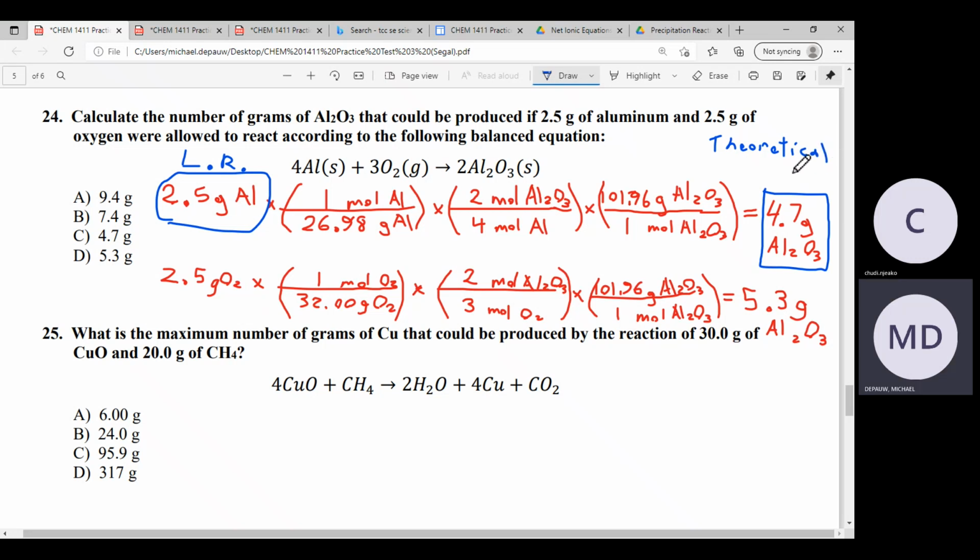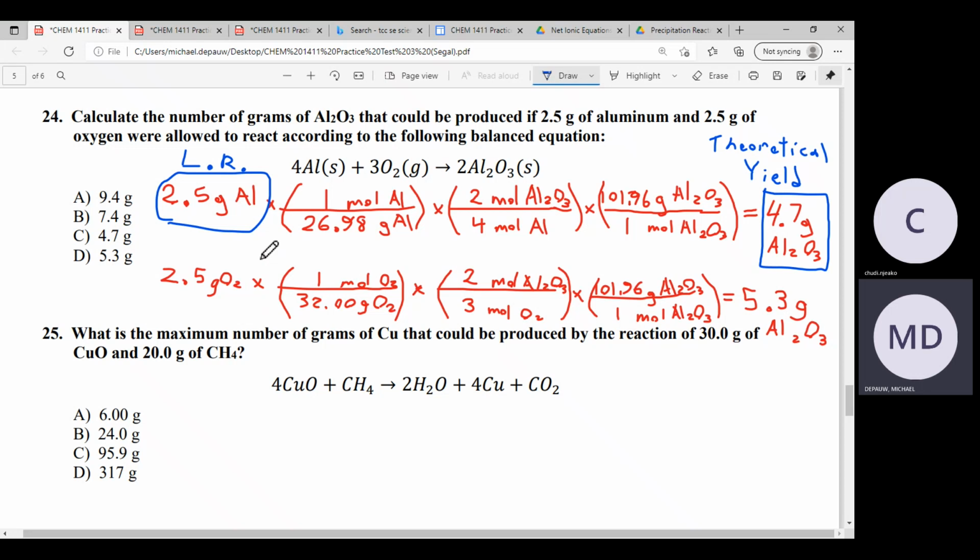Because these calculations, the real world isn't quite as neat and nice. Sometimes things don't react completely. But what this calculation indicates is that if I had 2.5 grams of aluminum and 2.5 grams of oxygen, and they reacted to the greatest extent they possibly could, they react completely, it would produce 4.7 grams of aluminum oxide.